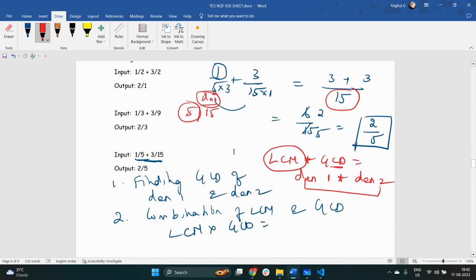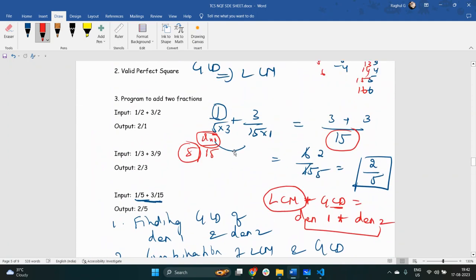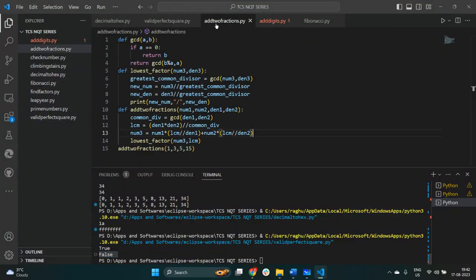Clear? So what are the steps I'm supposed to follow? I'm going to find the GCD of den 1 and den 2, that is both the denominators, and I'm going to find the LCM directly with the help of GCD. If you're aware, you can also use your own method to find the LCM directly. After finding the LCM, I'm going to divide it by denominator 1 and denominator 2 to find the values to be multiplied with both the numerators, and I'm supposed to add these to get the numerator. After finding these two numbers, I'm supposed to find the GCD of both numbers in such a way that it can divide both the numerator as well as the denominator. Clear?